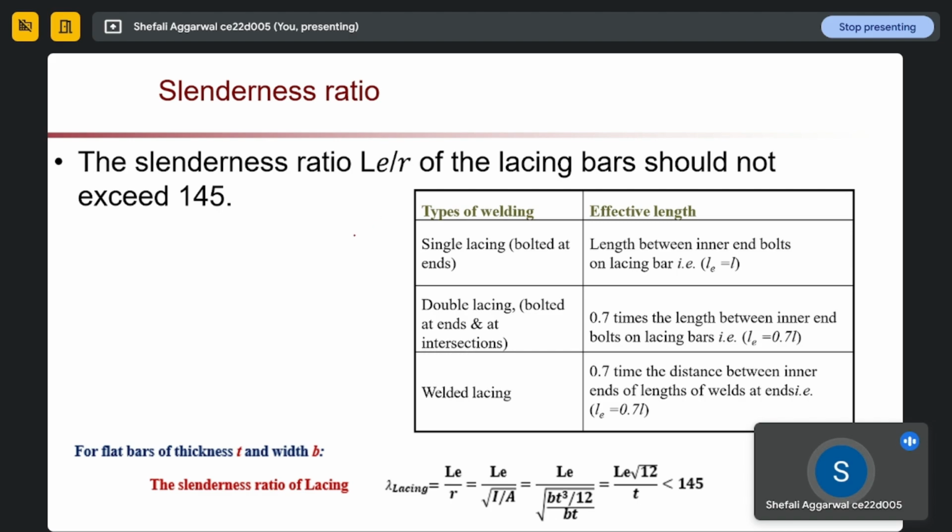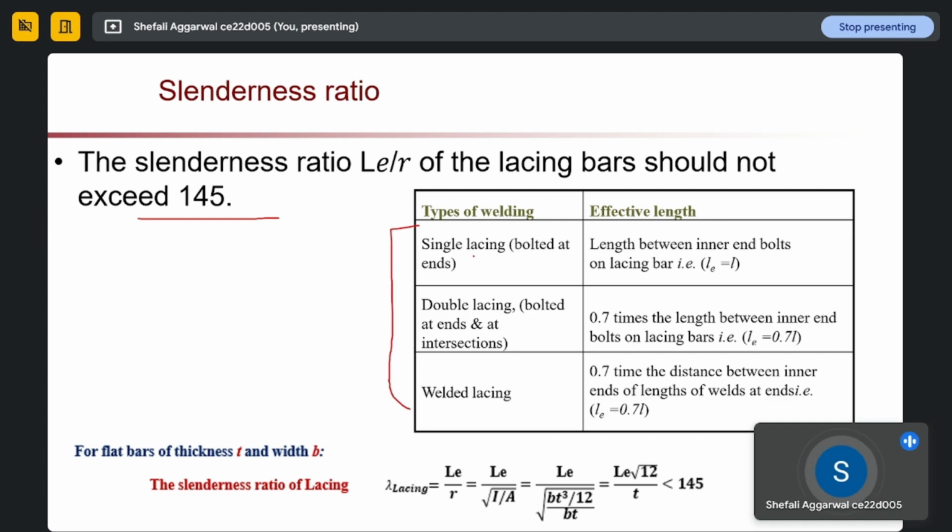Next is the slenderness ratio. We have studied about the slenderness ratio. It is given by effective length divided by radius of gyration. It should not be more than 145. The slenderness ratio should not be more than 145, and it will depend on the type of welding.